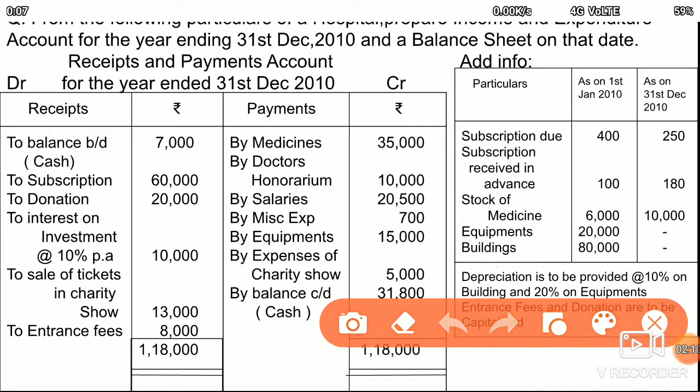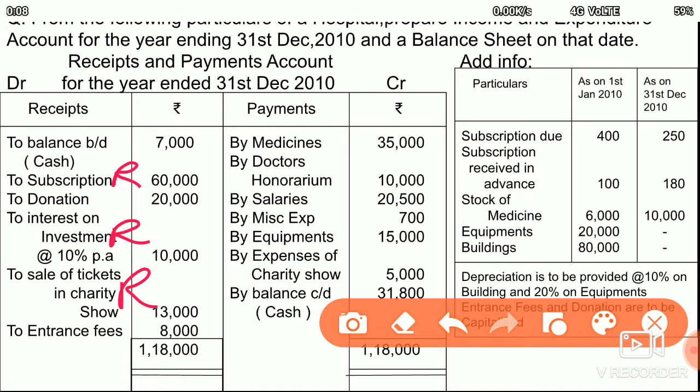Now starting from the receipts side, subscription is a revenue nature item. It will come in the income and expenditure account. Donation is to be capitalized, so it will come in the current year's balance sheet. It will not come in the income and expenditure account. Then interest on investment is a revenue nature item. It will come on the income side of the income and expenditure account. Sale of tickets in charity show is a revenue nature item. It will come in the income and expenditure account. Entrance fees they have said to capitalize, so it will come in the current year's balance sheet.